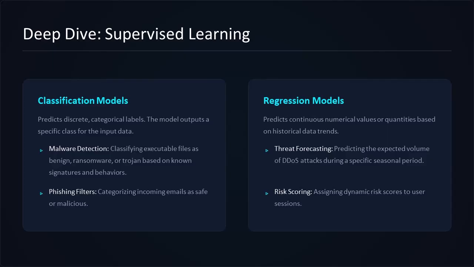Malware detection, classifying executable files as benign, ransomware, or Trojan based on known signatures and behaviors. Phishing filters, categorizing incoming emails as safe or malicious. Threat forecasting, predicting the expected volume of DDoS attacks during a specific seasonal period. Risk scoring, assigning dynamic risk scores to user sessions. Deep dive, supervised learning. Clustering algorithms.